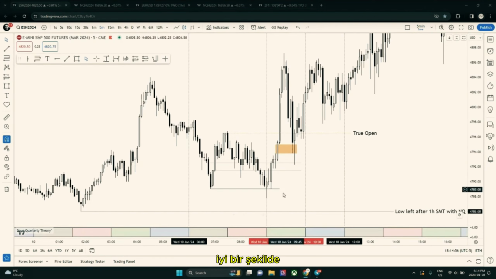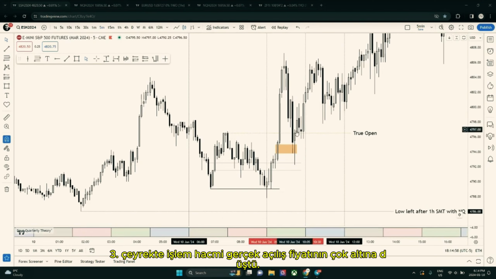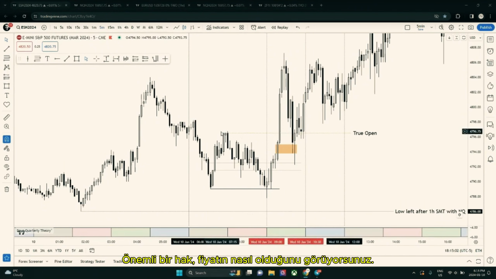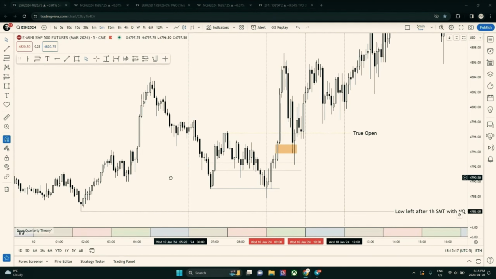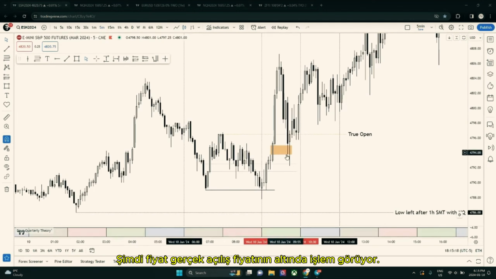during Q3, trading down below the true open. Very important, right? If price was above the true open, we wouldn't be looking to buy right here. You wouldn't even be looking at this chart right now. So price trades below the true open, that's when you buy.